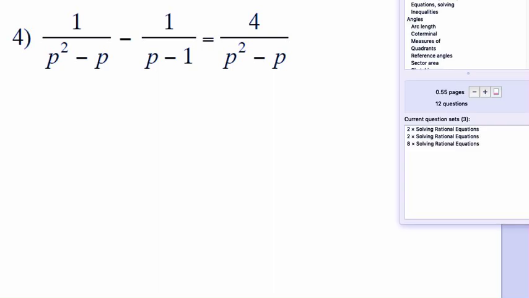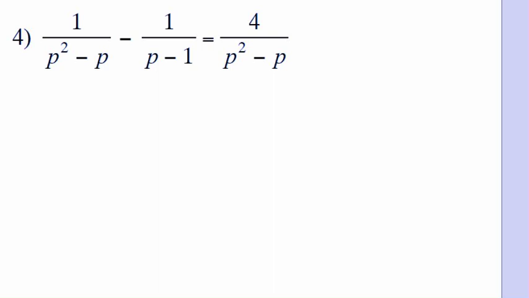Alrighty. Now we're getting into the fun stuff. Yay! Okay, so looking at my denominators, p squared minus p minus 1 and p squared minus p, it doesn't look like the same denominator. So I'm just going to start by factoring this.